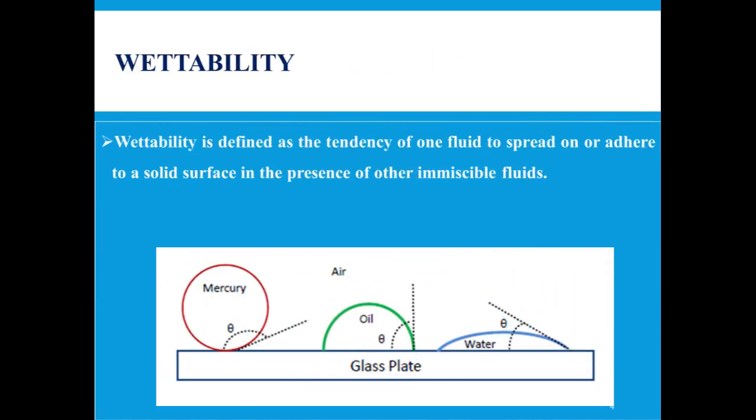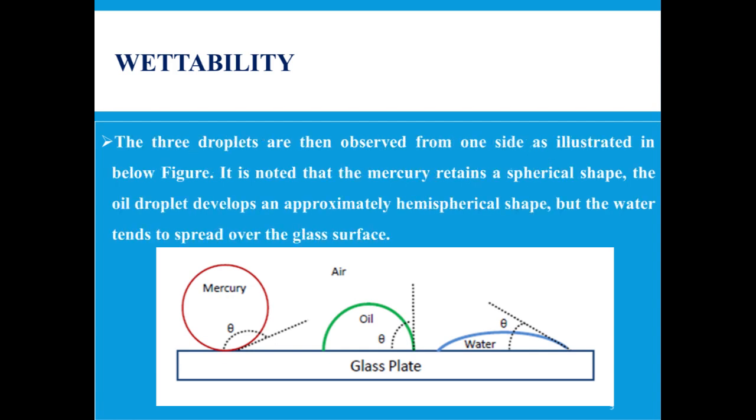Wettability is defined as the tendency of one fluid to spread on or adhere to a solid surface in the presence of other immiscible fluids. The three droplets are then observed from one side as illustrated in the figure below. It is noted that the mercury retains a spherical shape, the oil droplet develops an approximately hemispherical shape, but the water tends to spread over the glass surface.